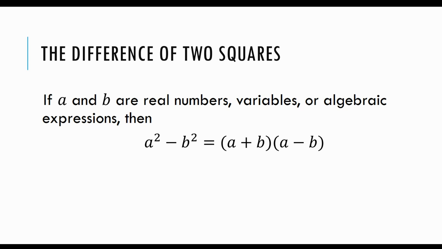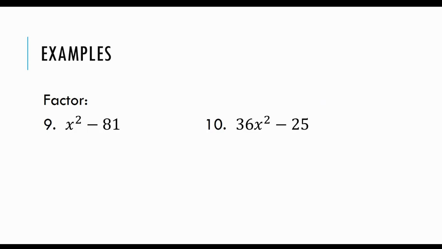Difference of 2 squares. If a and b are real numbers, variables, or algebraic expressions, then we know that a squared minus b squared is always going to factor into a plus b times a minus b. So we know difference of 2 squares, so perfect square. Anytime you see those perfect square numbers like 4 and 16 and 25 and all of those, then we know that, hey, we might have a difference of 2 squares.